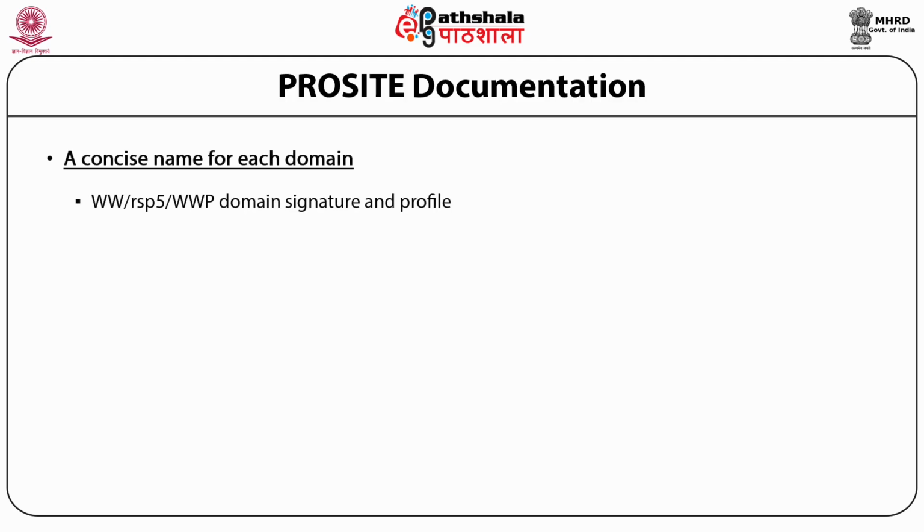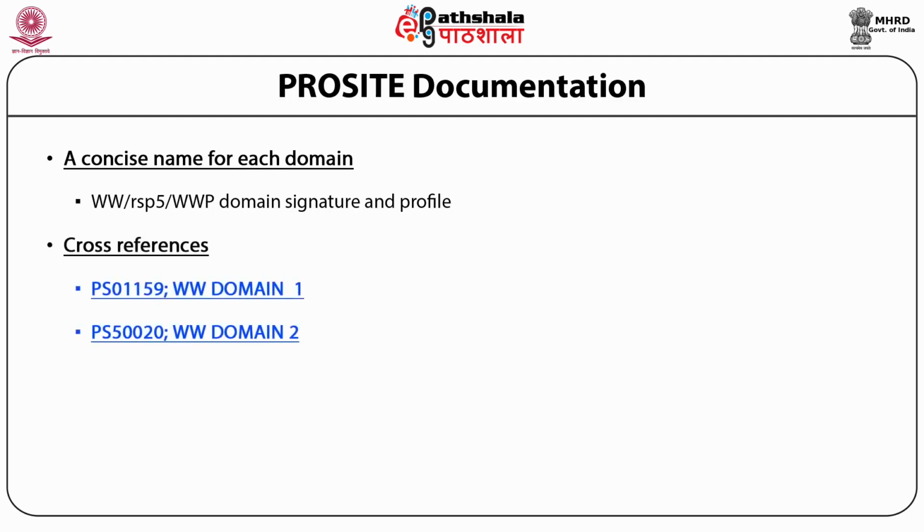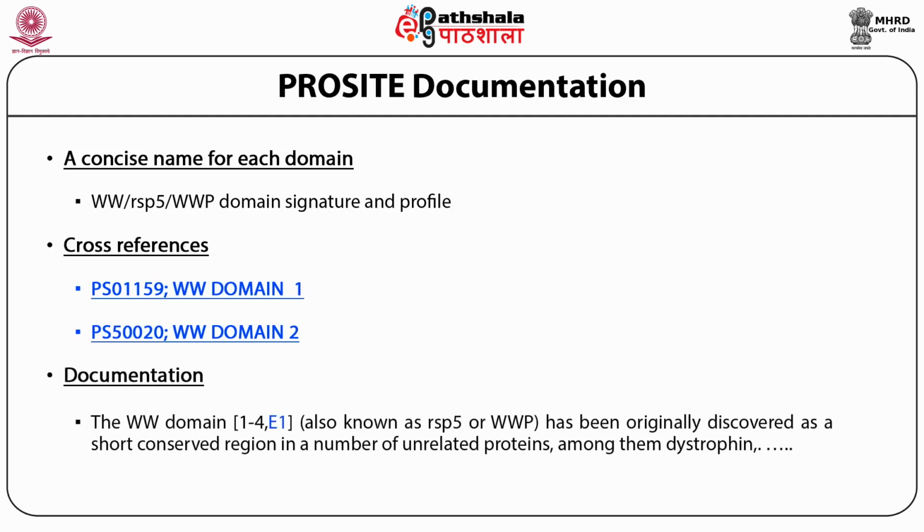Here is an example of what is called a WW domain, a common domain family found in many different kinds of proteins. So as you look at their database, you find that they have an accession number, in this particular case that's PS01159, etc., which describes the WW domain 1, and there's the other one which describes the domain 2. There is a small description which says that the WW domain, also known as RSP5 or WWP, was originally discovered as a short conserved region in a number of unrelated proteins, among them dystrophin and so on. So basically a textual description of the biochemistry of that domain.